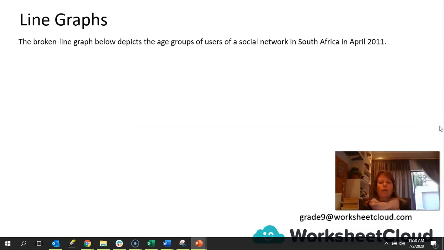Okay, the broken line graph below depicts the age groups of users of a social network in South Africa in April 2011.